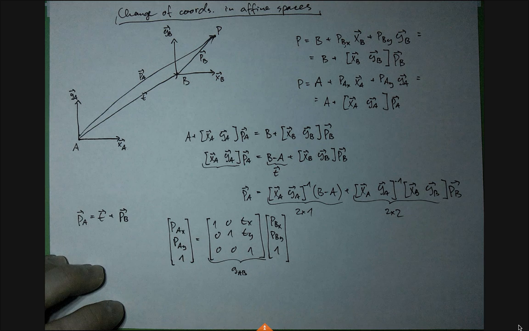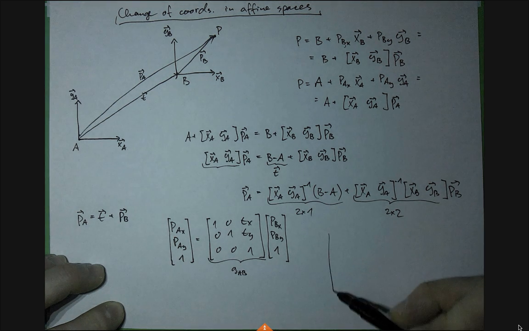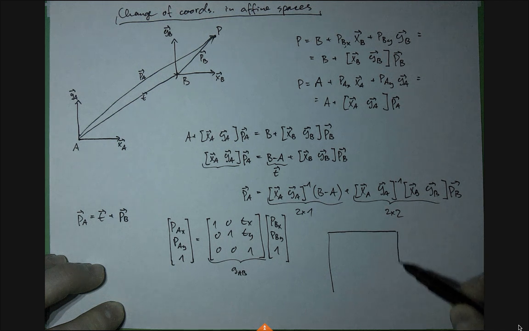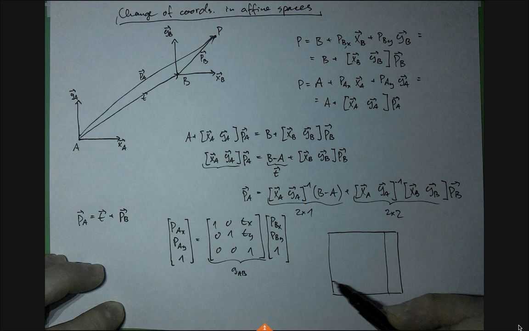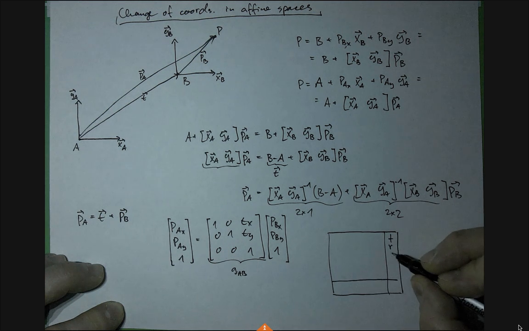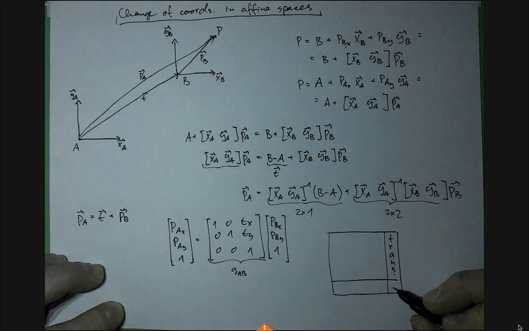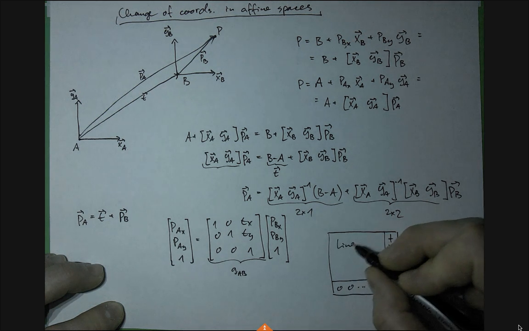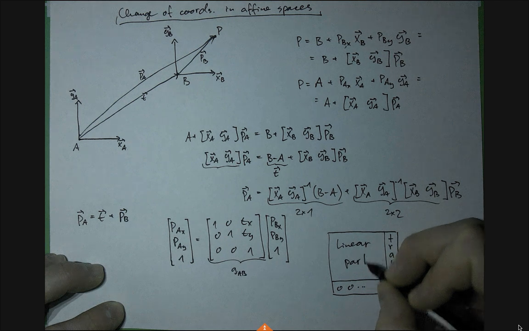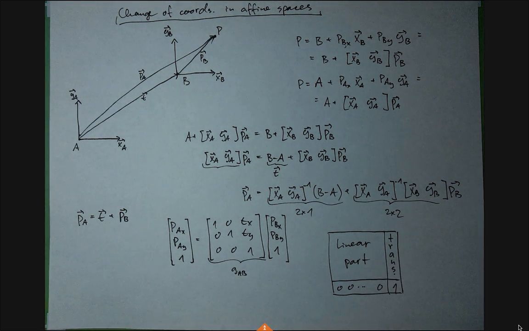I said this before. Now, in general, if you have an affine transformation, or change of coordinates in affine space, it will always have this structure. Here will be the translation vector. Here will be 1, and all zeros. And this will be the linear part of the affine transformation. So this works in any dimension, any dimensional affine space. Okay.